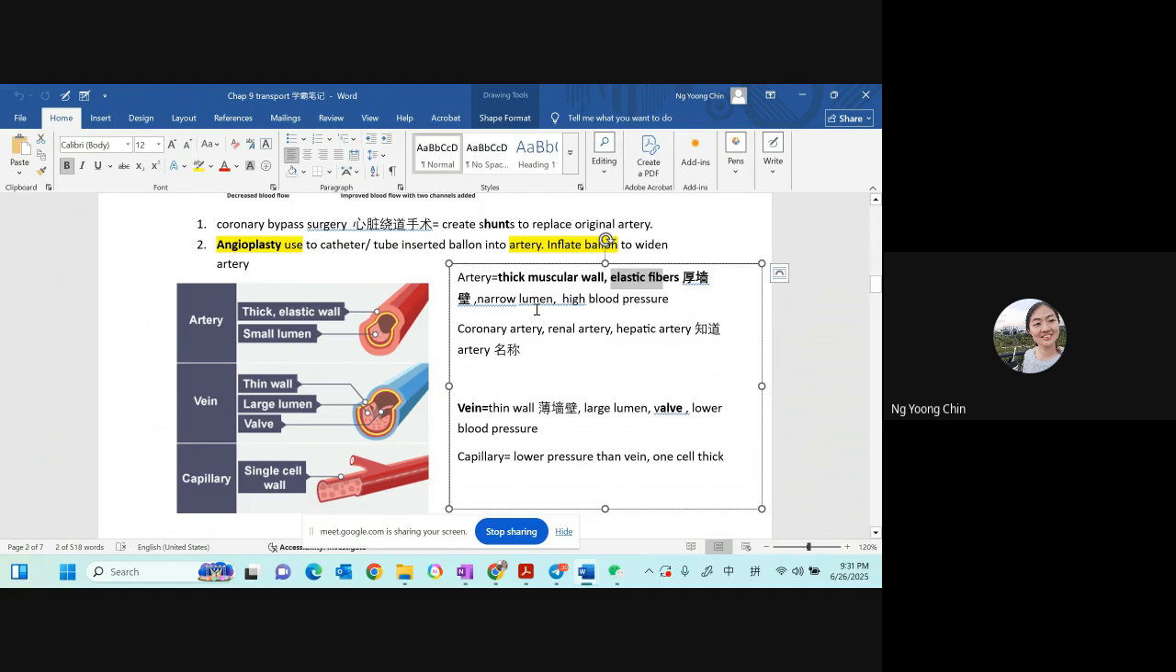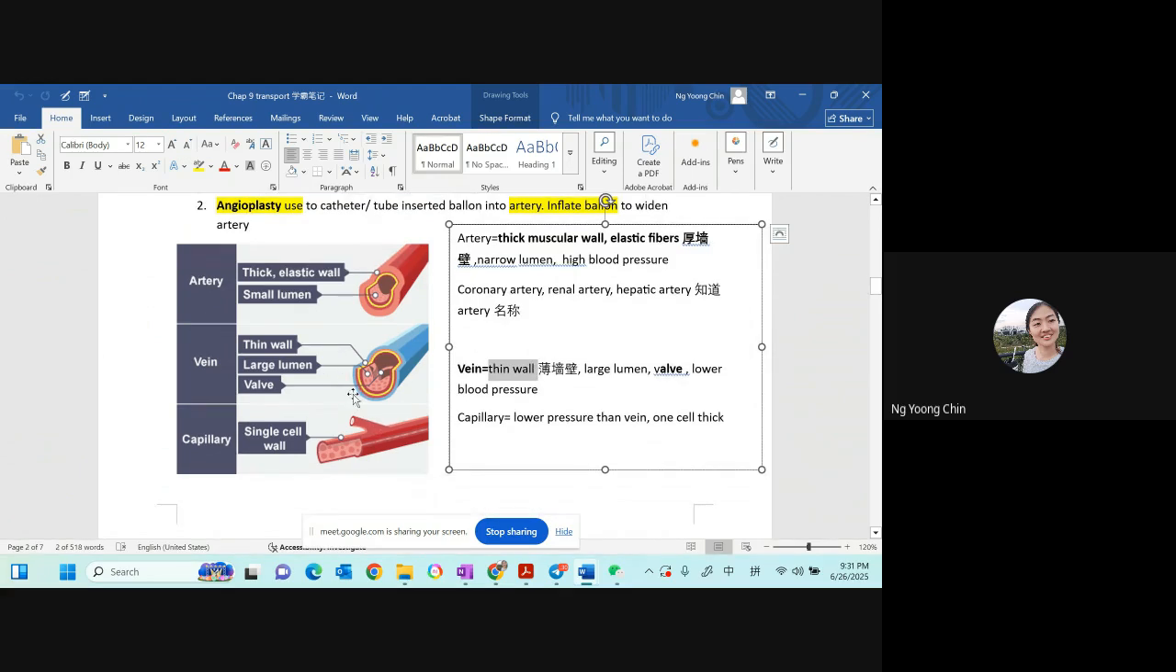But this cannot be done in the vein, because the vein wall is very thin, as they don't have much muscle. See, this is the vein. So they have a very large lumen and valves. They need valves because in the vein there is very low pressure, right? This low pressure may cause backflow of the blood. So they need valves to prevent backflow of blood. So remember: thin wall, large lumen, and valves.